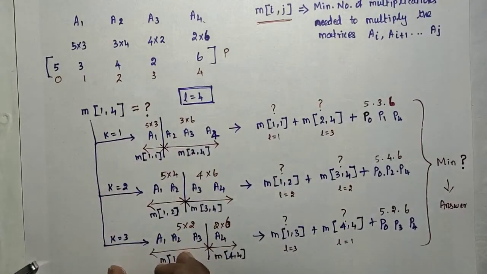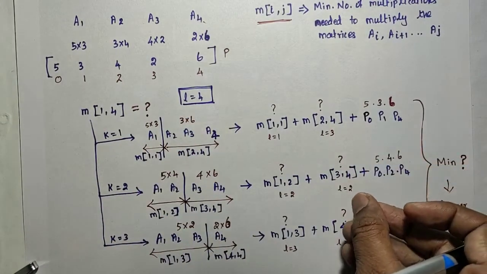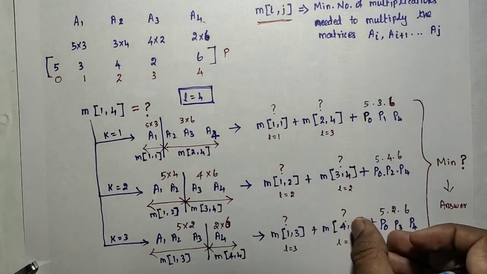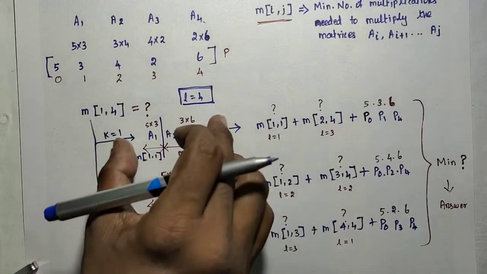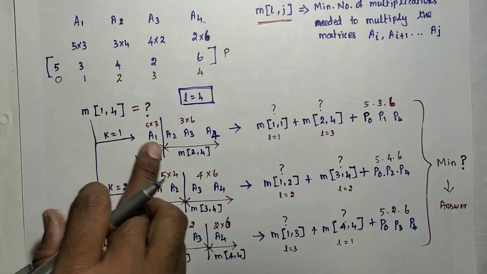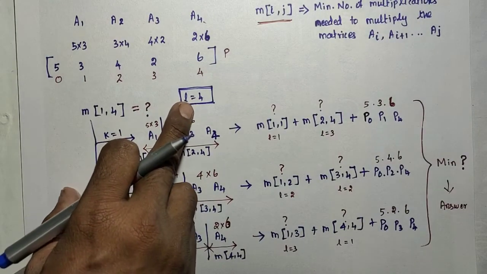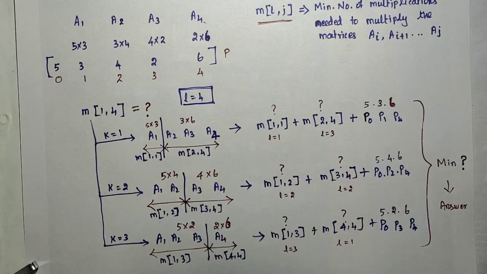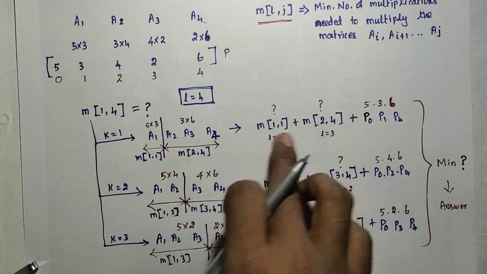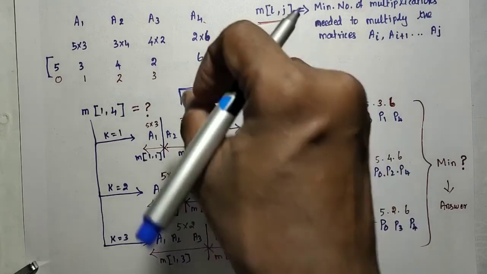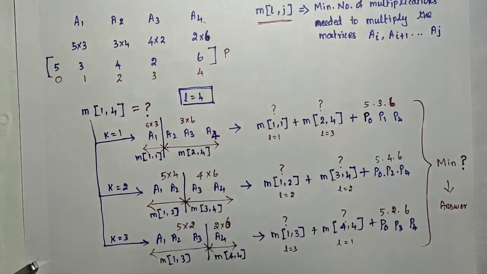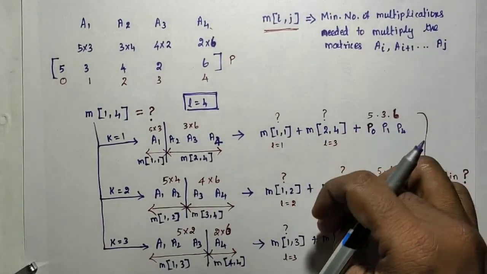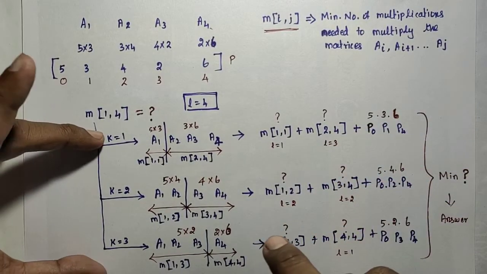The same procedure is going to be applied for finding m of 1 comma 3, from the multiplication 2 comma 4 or 4 comma 4, 1 comma 3. For everything we are going to apply the same procedure. Okay, the split position. Length equal to 4 means, to obtain this we need the values for length equal to 2 or 3 or 1 only. So the smaller size problems will be solved first, then the larger size problem will be solved. But for all these smaller sub-problems also, we are going to use the same procedure.